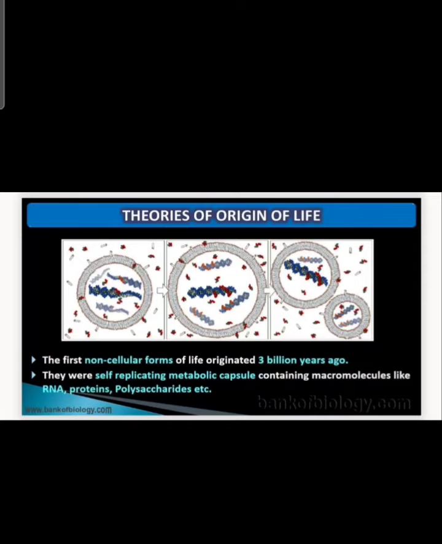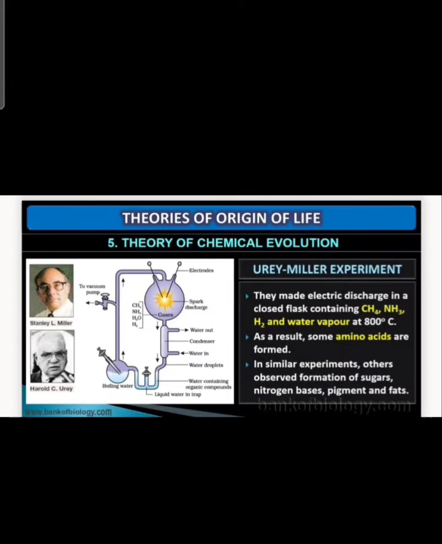So by the theory of chemical evolution, it was almost acceptable that life might have come into existence from abiogenesis, that is, from inorganic or organic components, and then the formation of life might have happened.